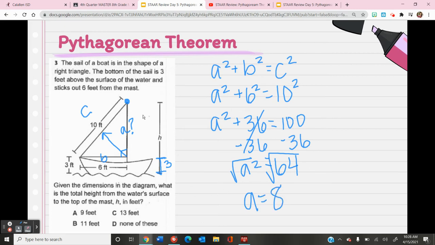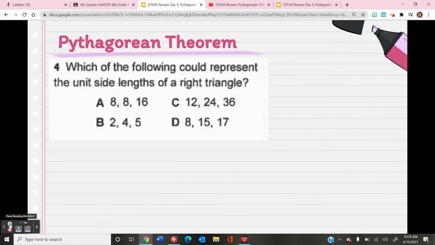So the height of my sail is 8. But again, I want to know the height from the top of the mast to the water. So I would add 8 plus 3 together, and I would get 11. 8 plus 3 is 11. So here, B is my answer. Okay, let's go ahead and look at our next example.